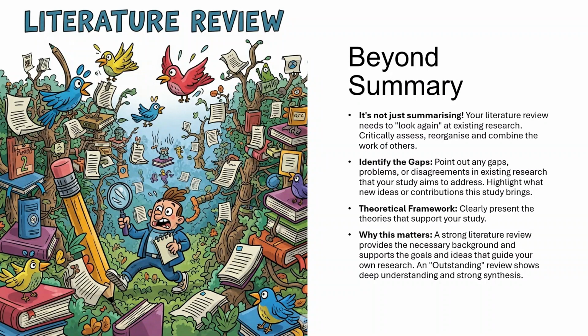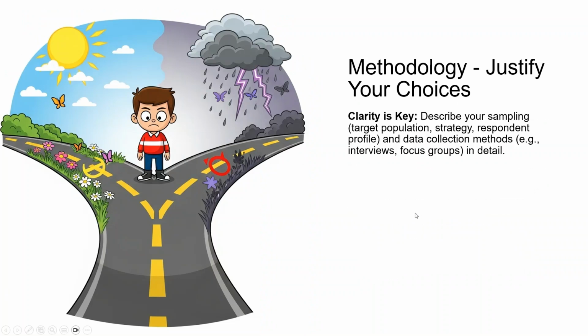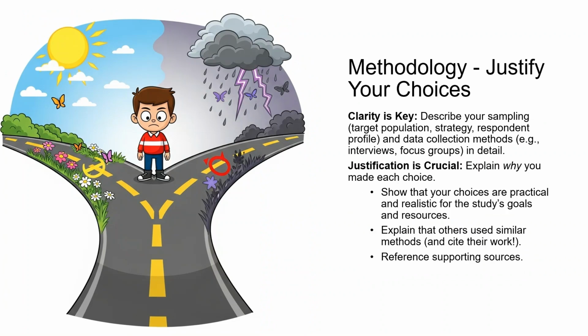So, for an outstanding piece of work here, we need to see a review that shows deep understanding and strong synthesis of the existing research. Then we think about our methodology. So this is all about making choices and, importantly, justifying your choices in your methodology section. So here, being clear is really important.